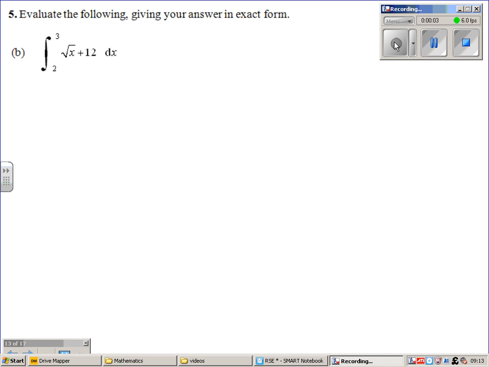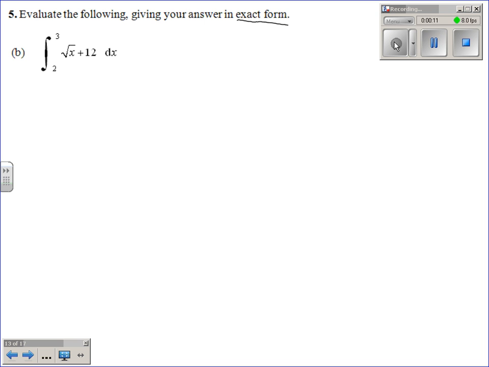Okay, for question 5b, we've got to evaluate the following, again given in exact form, so don't be putting it in a calculator. You want to leave it as surds or however it's going to turn out. Okay, so we're integrating root x plus 12 between the limits 2 and 3. It's almost ready for us to integrate. Let's have a little go.